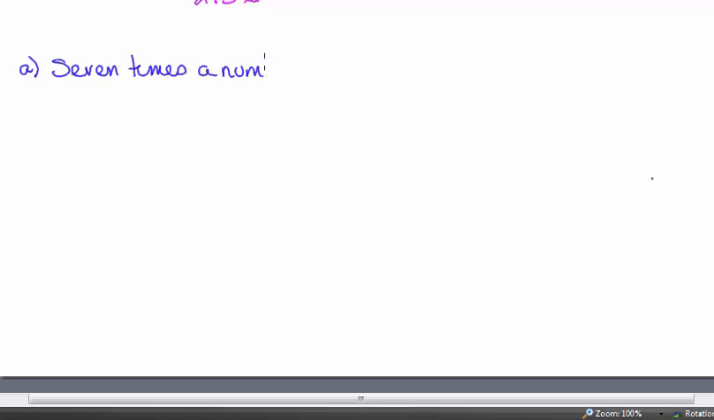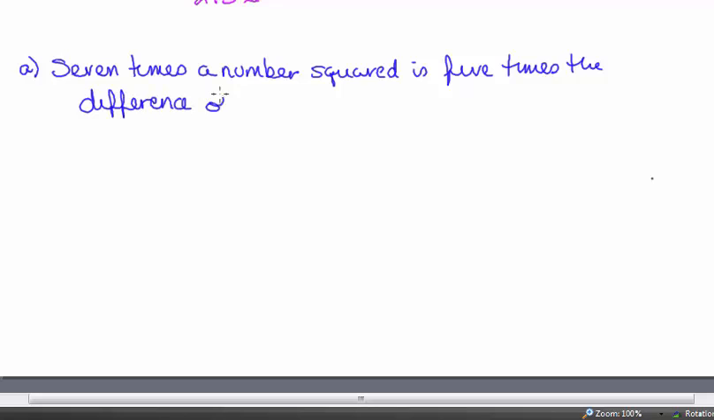Sometimes the equations that we have to translate are more straightforward than this. So let's look at another couple of examples. Example A, 7 times a number squared is 5 times the difference of K and M.